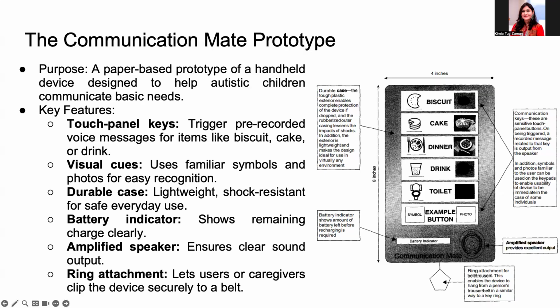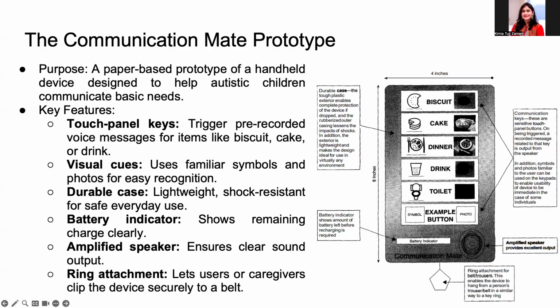Each key also includes a symbol or photo, allowing the child to rely on visual memory instead of just reading it. This visual consistency supports quick recognition and reduces confusion. So it's a great example of user-centered design.